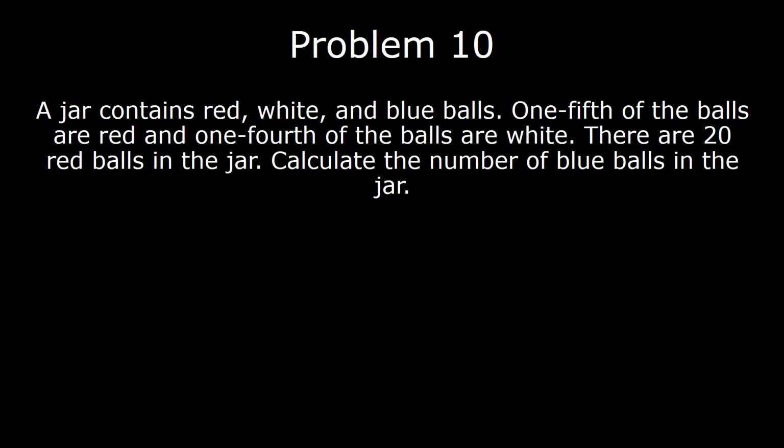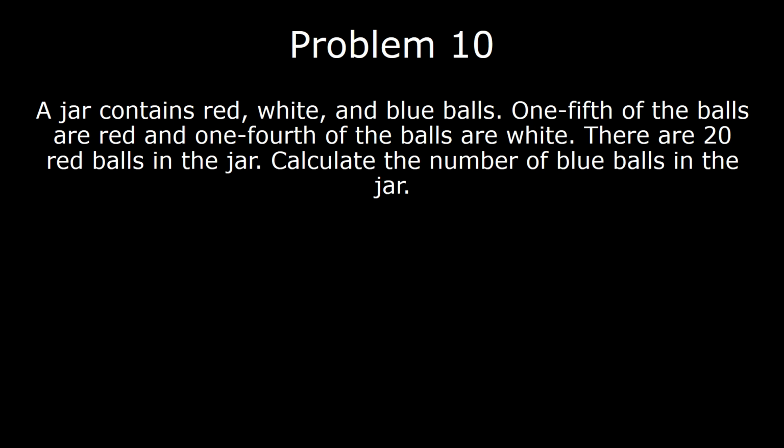Question 10. A jar contains red, white, and blue balls. 1/5 of the balls are red and 1/4 of the balls are white. There are 20 red balls in the jar. Calculate the number of blue balls in the jar. We've been asked to calculate the number of blue balls, except that we don't even know its proportion in the total number of balls. But let's try to work with the information that we have and hopefully we'll get somewhere.